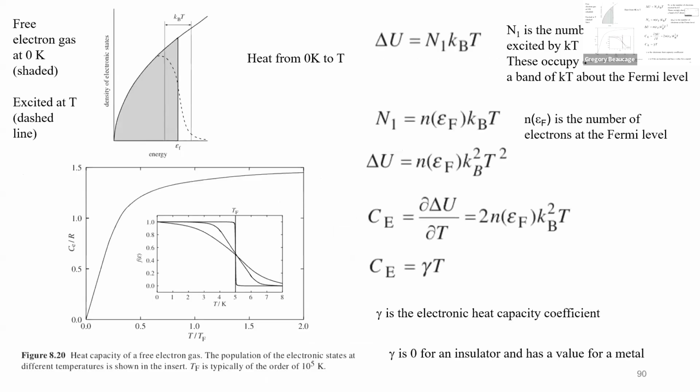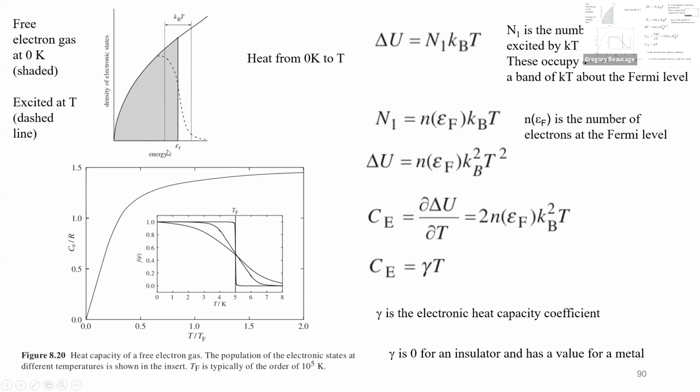But anyway, why is this γT? This is a little mysterious, right? So you have the energy. The energy is going to be how many of these electrons jumped up above the Fermi level, and each of them has a kT energy. So the number that are going to jump above the Fermi energy level also depends on kT.